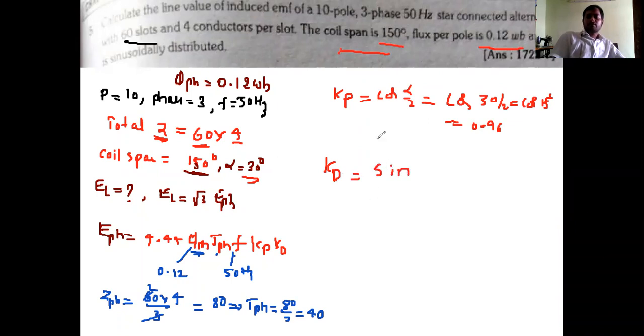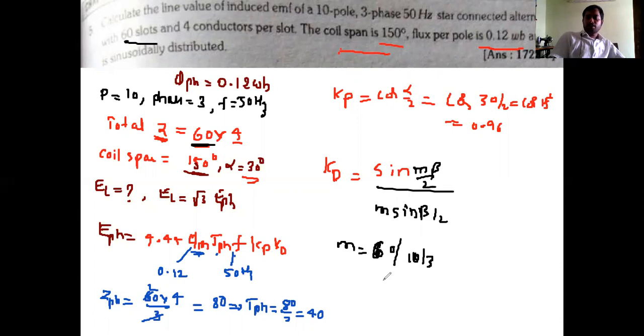Kd is equal to sin(m beta by 2) over m sin(beta by 2). So m is equal to the number of slots per pole per phase. In the question you also get 60 slots, and each slot having 4 conductors. So the number of slots is 60, poles are 10, and the number of slots per pole per phase is 3. So that is 60 by 10 into 3, 30.